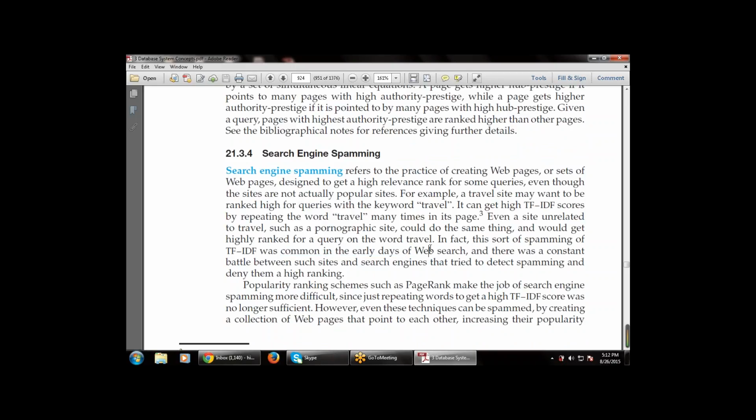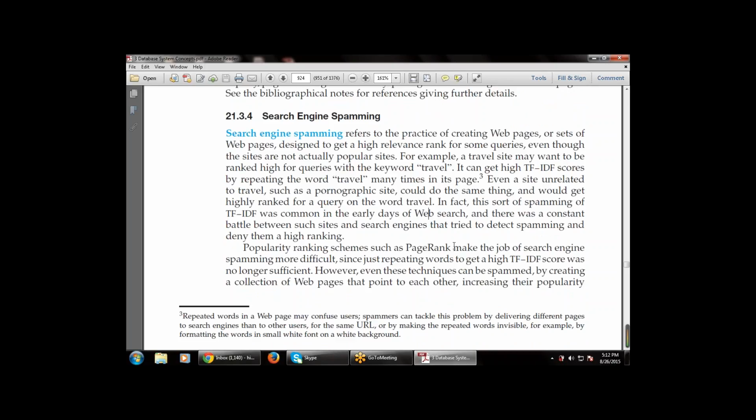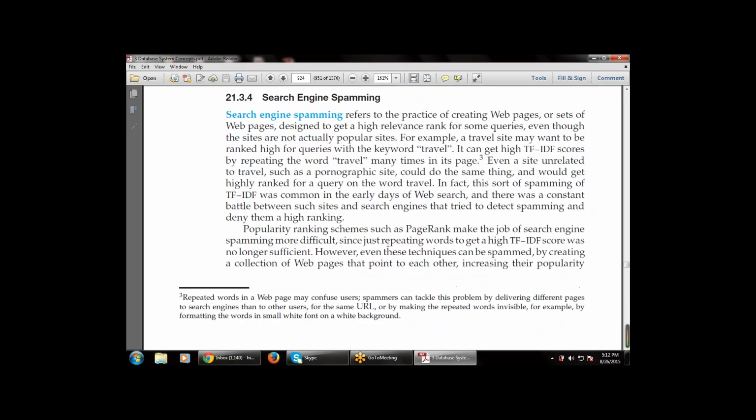That was a common practice in the early days of web search, and there was a constant battle between such sites and the search engines, which tried to detect the spamming and deny them a high ranking. Popularity ranking schemes such as PageRank make the job of search engine spamming more difficult, since just repeating words to get a high TF-IDF score does not help.